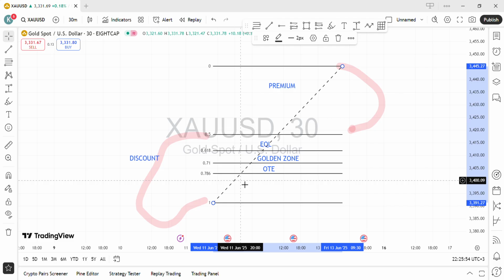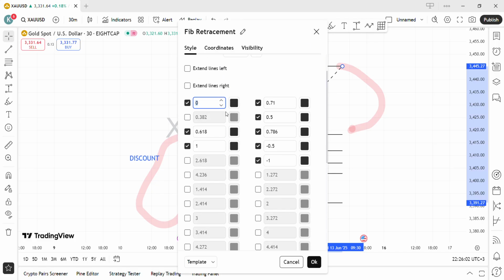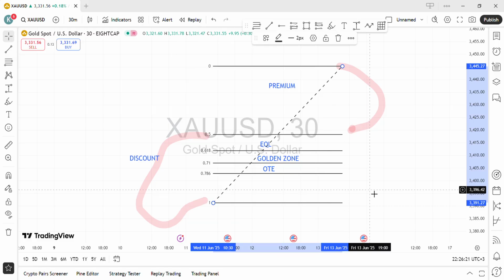So how do we use our fib? But before we get to how to use our fib, how to get these settings: you just highlight your Fibonacci, go to the settings, and make sure you have all those levels. You have the 0 level, 0.5, 0.618, 0.786, sorry, and the 1. Those are the key levels on your fib.